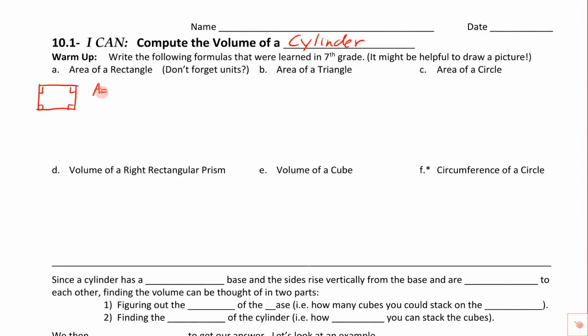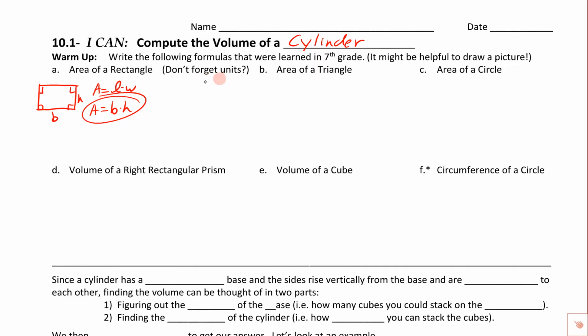And the area formula could be thought of a couple different ways. We could do length times width, or we could also say the area is the base times the height. This is probably a little bit more common, so we'd have the base here and then the height right there. So there's the formula right there. Let's keep that one in mind.